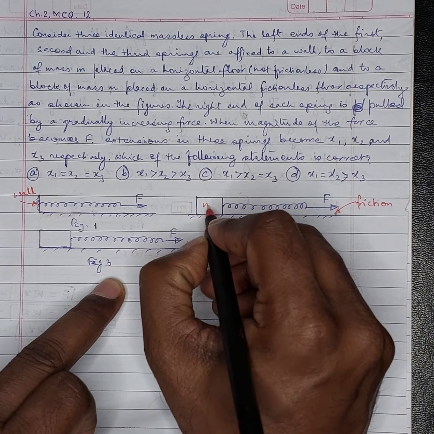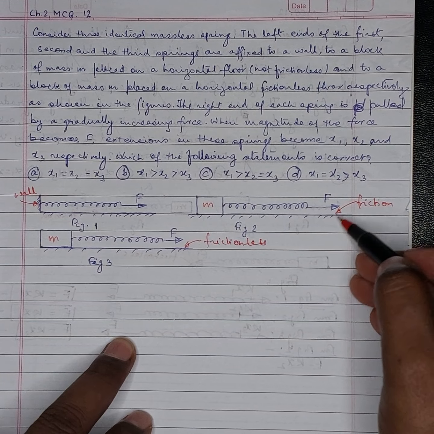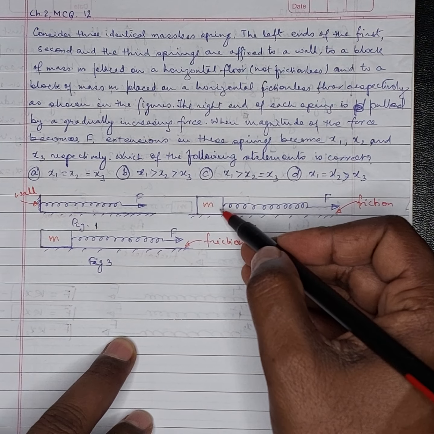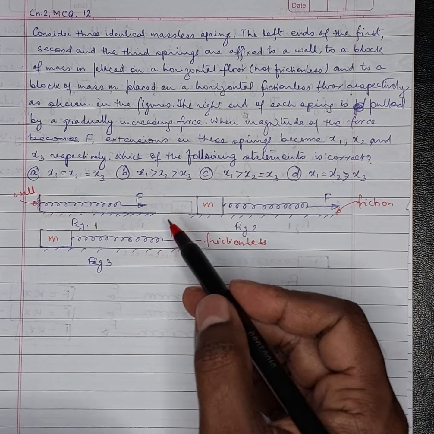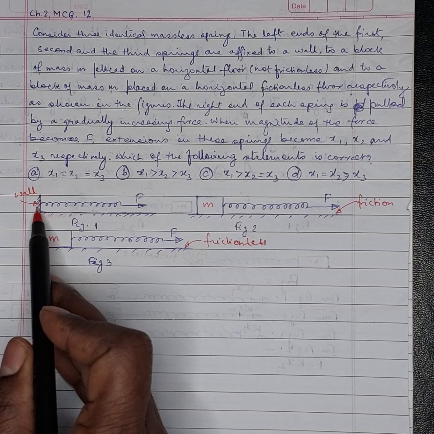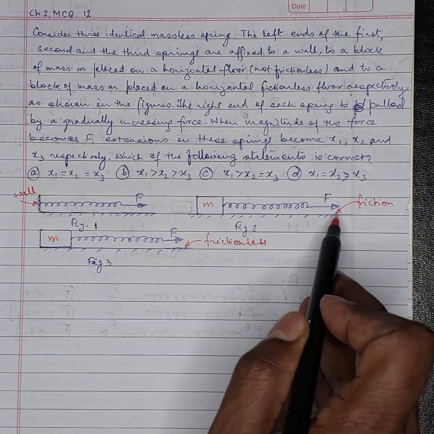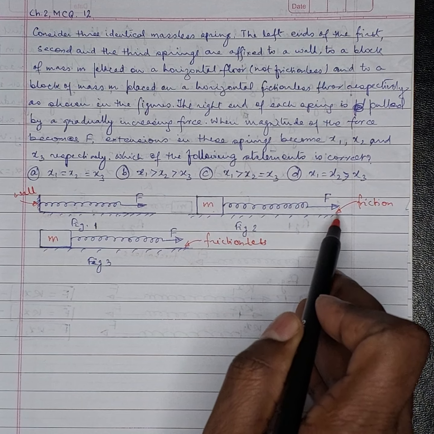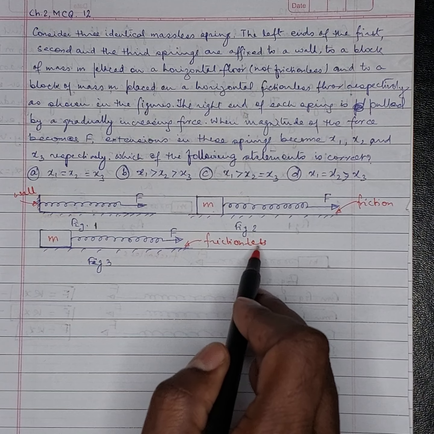So this is mass m, this is mass m, this is friction. This surface has friction relative to the block, and this one is a frictionless surface. These are the three figures. This spring is connected to the wall. This spring is connected to this mass on a frictional surface, and this spring is connected to a mass on a frictionless surface.